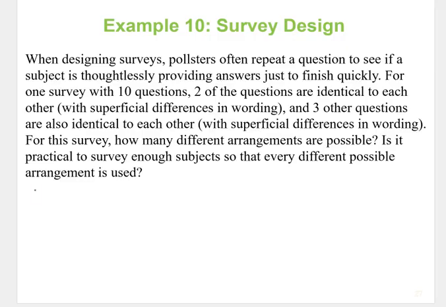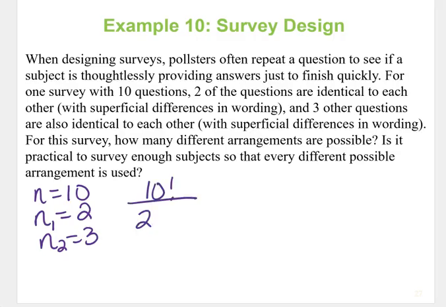In our case, our n is going to be equal to 10 because we have 10 survey questions. Our n1 is going to be 2, the 2 questions that are the same. And then our n2 is going to be 3 because those 3 other ones are the same. So 10 factorial divided by 2 factorial and 3 factorial.